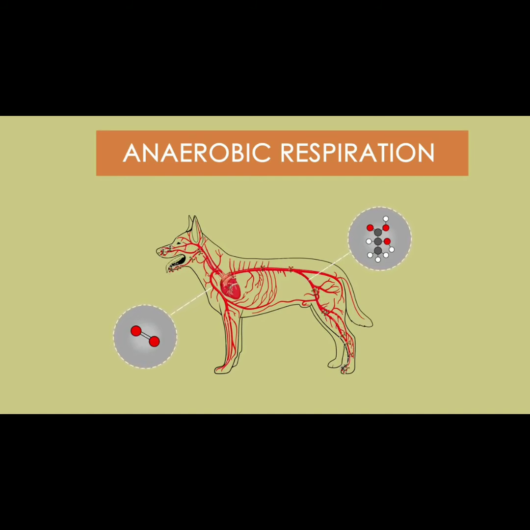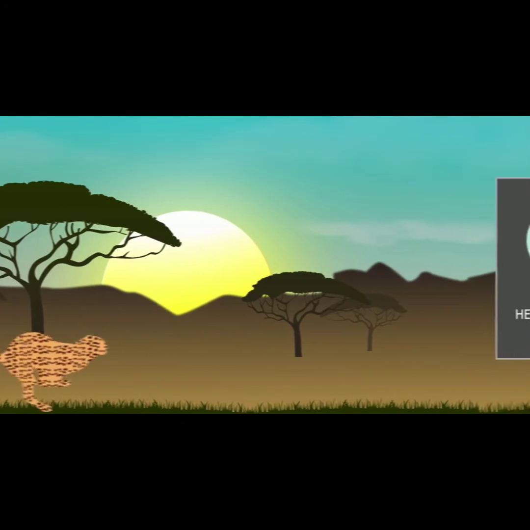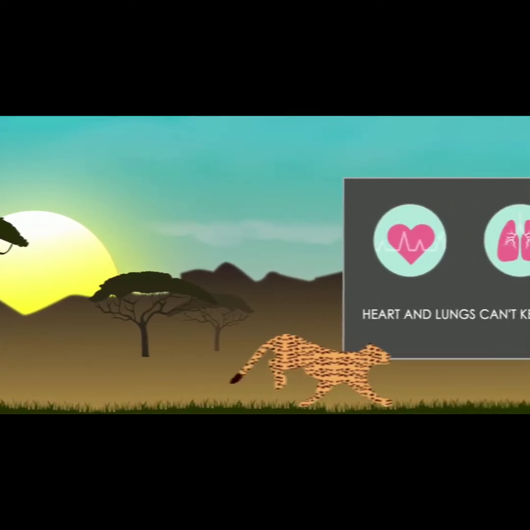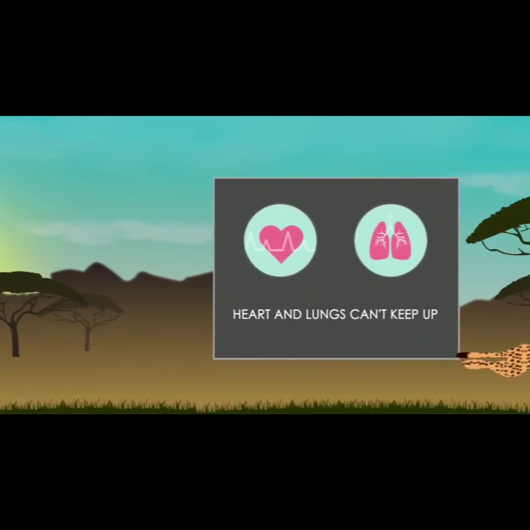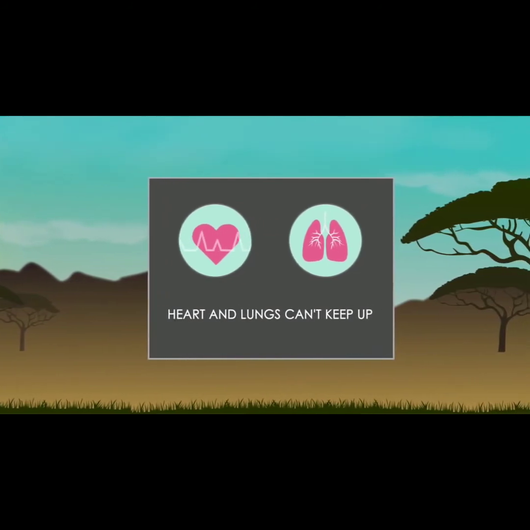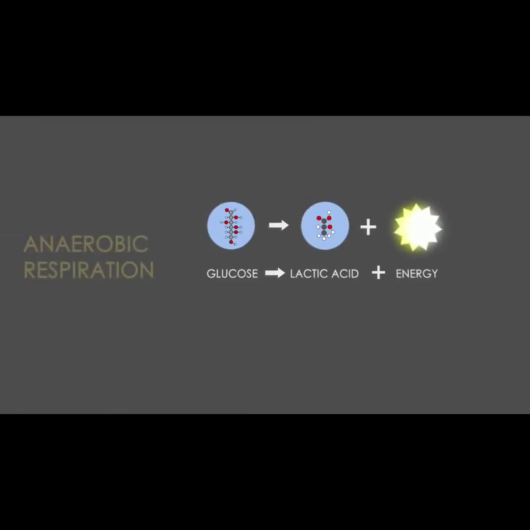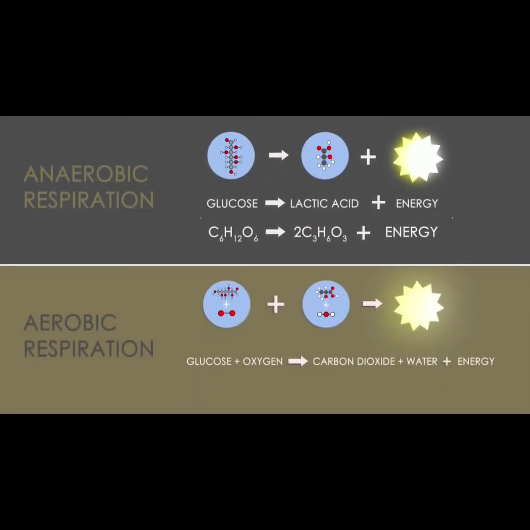Starting with animals. A cheetah sprinting to catch some prey cannot take in enough air and pump blood around the body, forcing low oxygen for aerobic respiration. The heart and lungs can't keep up, so anaerobic respiration is carried out instead. Here is the generalized equation for anaerobic respiration. See how it differs from aerobic respiration.